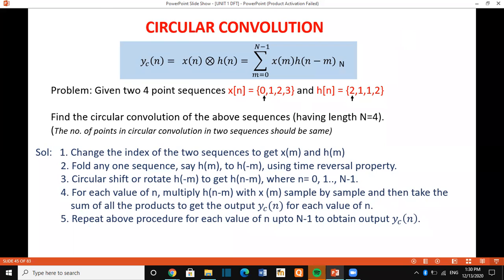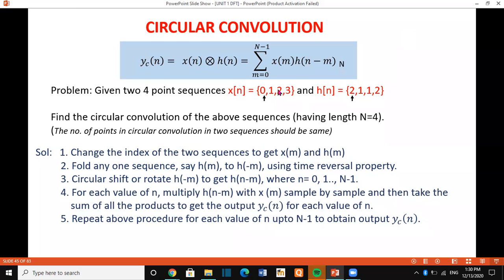I have often found that students find the topic of circular convolution a bit difficult to understand, and therefore I thought of uploading this video for all of you. Basically in this video I'm going to explain the concept of circular convolution and how to find the circular convolution of two sequences in the time domain.